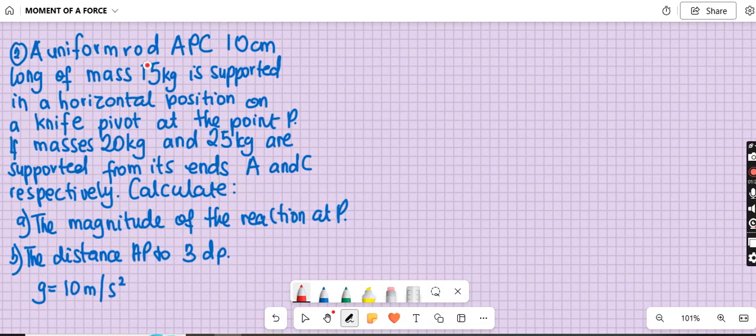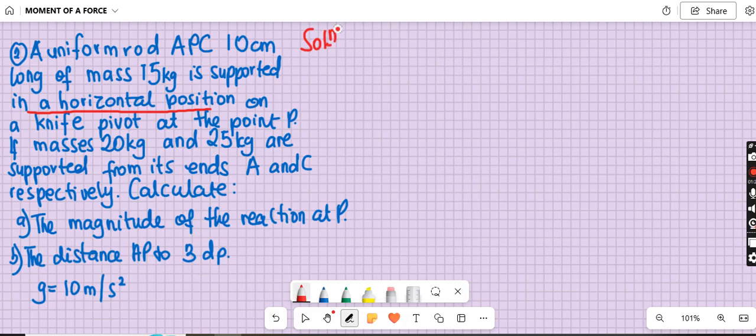All right. Let's look at the second example. A uniform rod, APC, 10 centimeters long, of mass 15 kilograms, is supported in a horizontal position. This tells us it's in equilibrium. On a knife pivot at the point P. If masses 20 kilograms and 25 kilograms are supported from its edges A and C respectively, calculate the magnitude of the reaction at P and then calculate the distance AP to 3 decimal places.